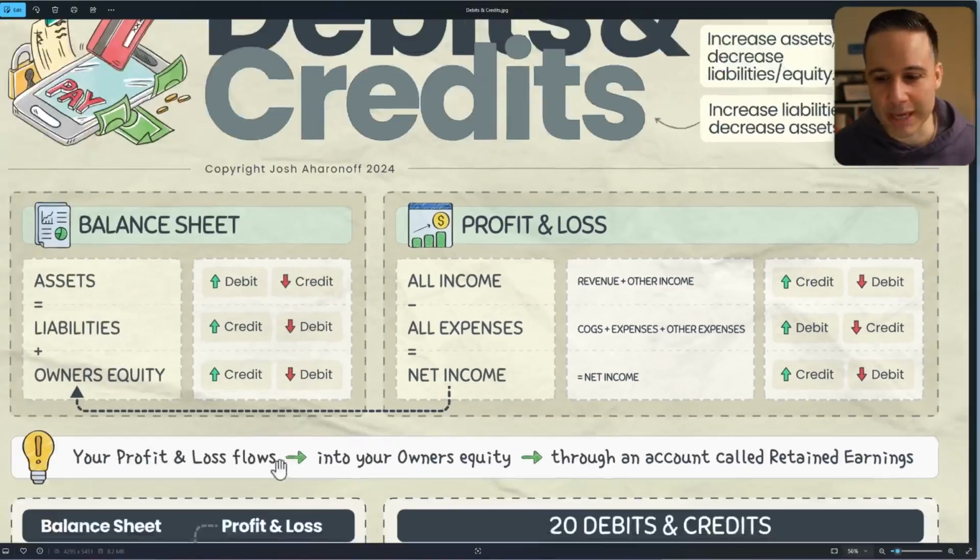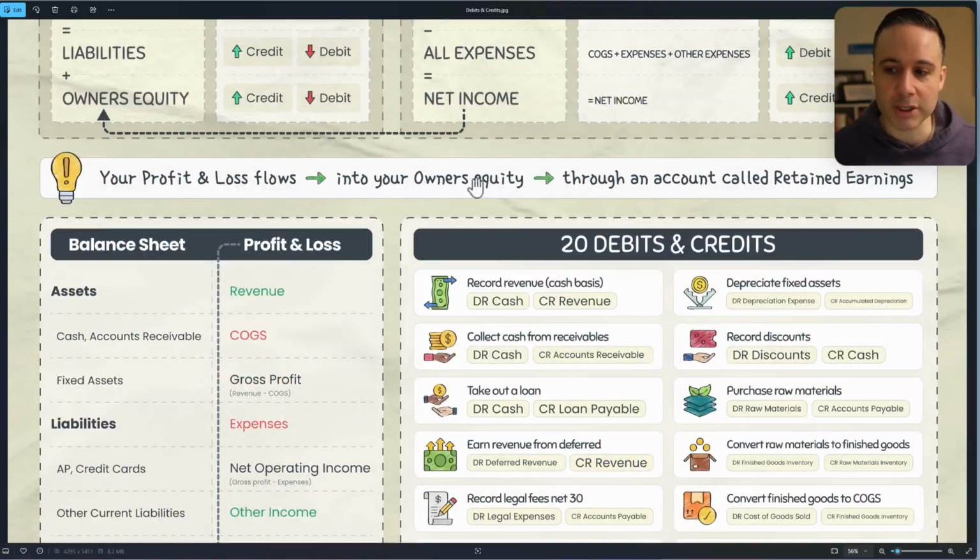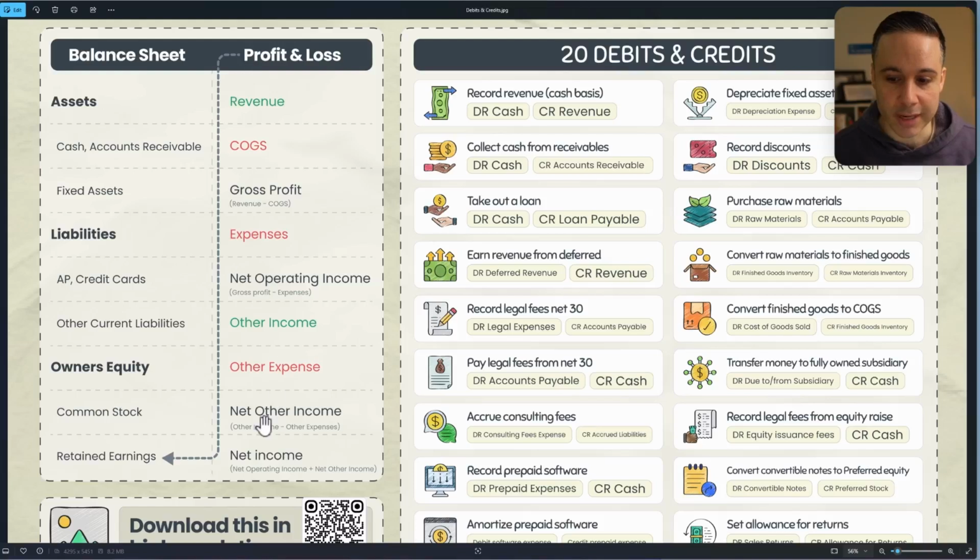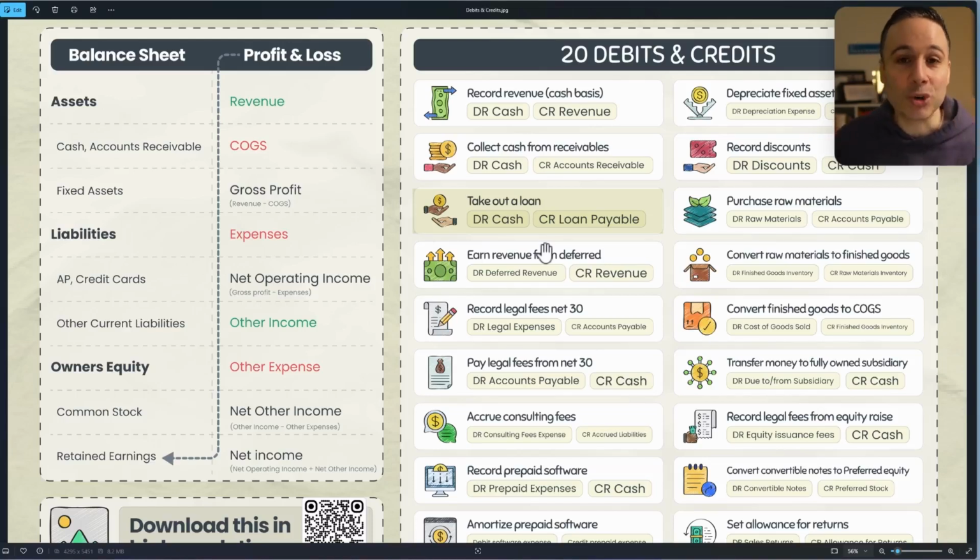Let's just go over some really quick examples. So like we spoke about, your profit and loss flows into your owner's equity through an account called retained earnings. So retained earnings, the net income over here, all just an accumulation of what happens on your profit and loss. So if you want to record revenue, you'll debit your cash, which is an asset, and you will credit your revenue. That means, absent of anything else, when revenue goes up, cash will go up as well. When you collect cash from accounts receivable, you'll debit that cash and you'll credit the accounts receivable. If you take out a loan, well, your cash is going to go up and so is your debt. So assets go up and liabilities go up. Debit your asset, credit your liability.